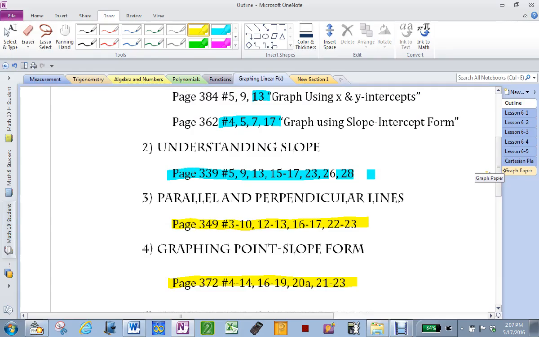Please go to page 372 and work on that, if you would be so kind. Tomorrow we're going to do one last thing with this unit, then it's review time.